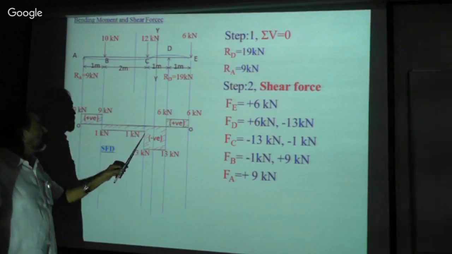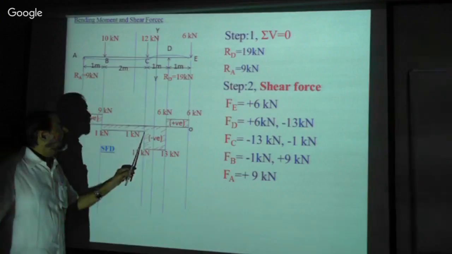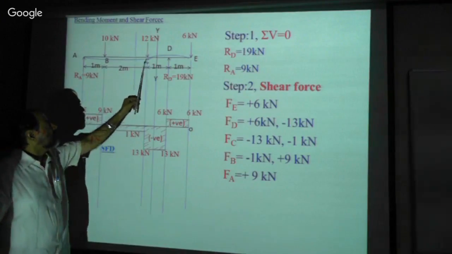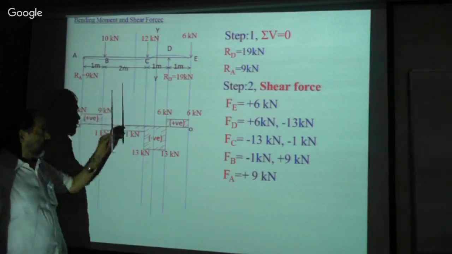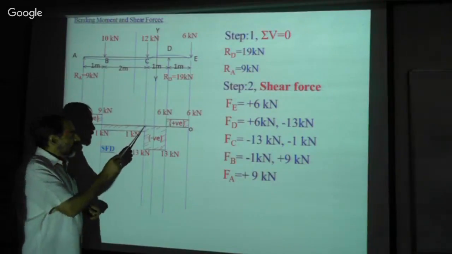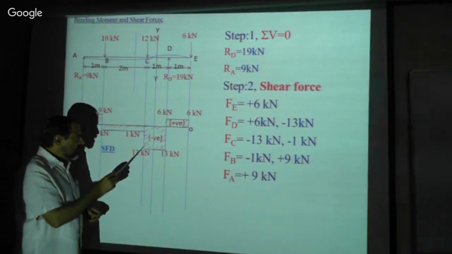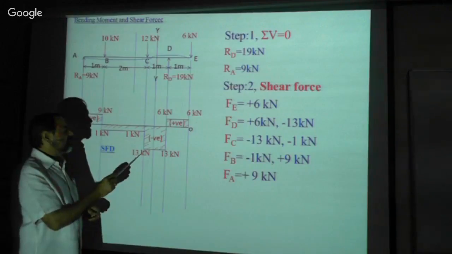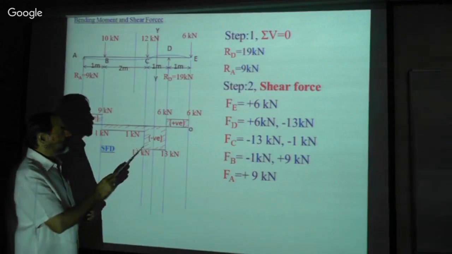Now from here to here, continue the shear force line, and when you reach this point, there is 12 kN acting down. Already we are at 1 kN here, so come down by 12 more. Then you reach 13 kN.